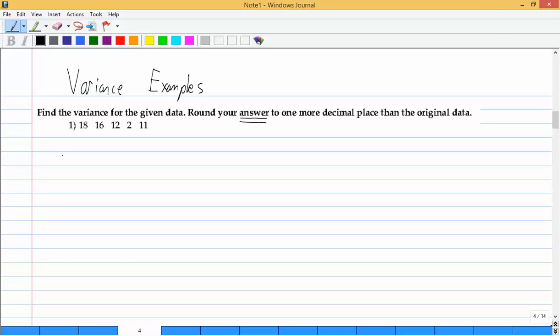So, I'm going to need a column for my data items. I'm going to sort these from least to greatest. Usually I do that whenever it's easily done. Now we have 5 data items, and this is just a sample. So this is a small sample. This is not a population or anything.